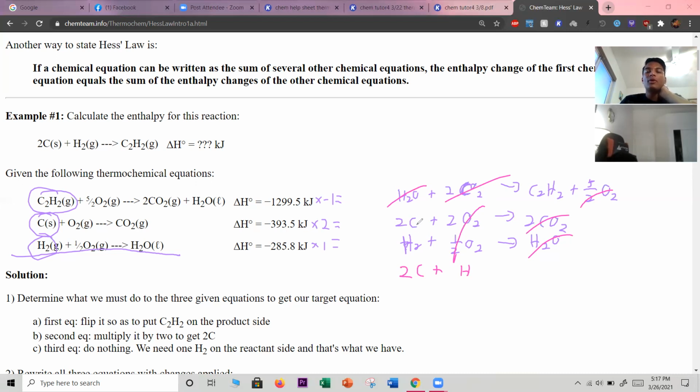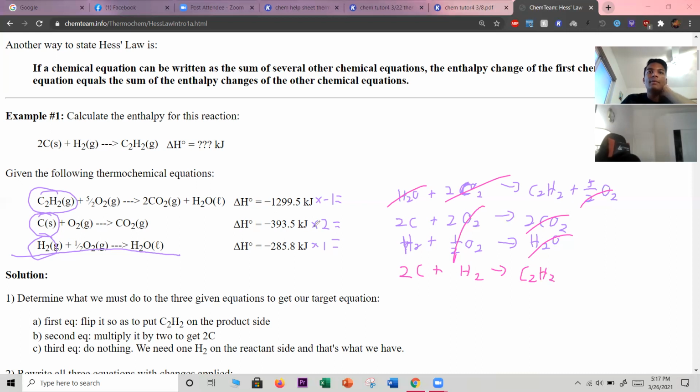Just think of them in real life. A bunch of carbons would look like a diamond, a bunch of H2 would look like gas, and a bunch of C2H2 would look like some liquid on the ground or some gas. So it's 2C plus H2. Yeah. So 2C plus H2 equals C2H2.